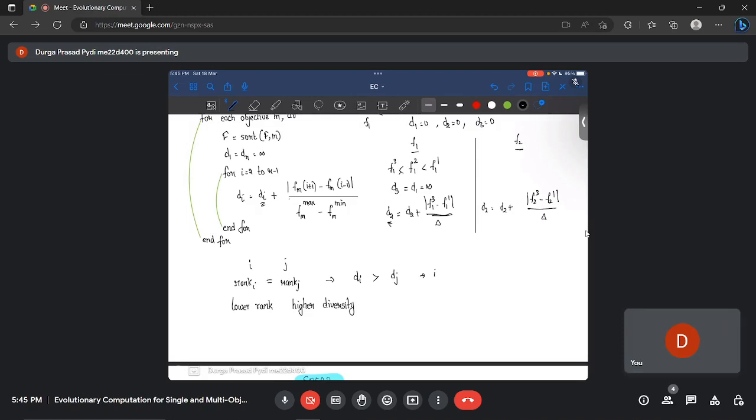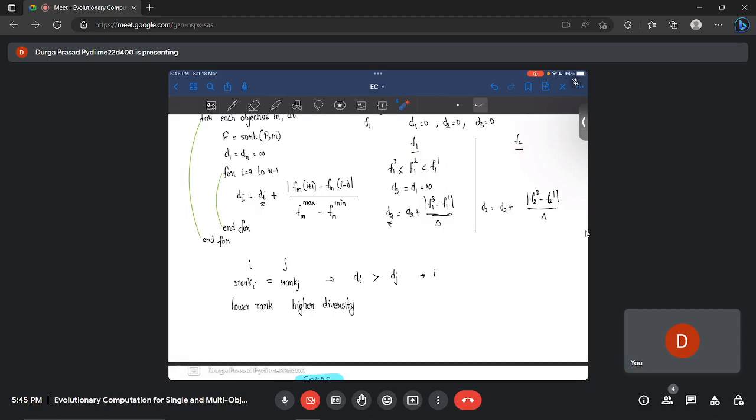Another thing: first we calculate the d value with respect to f1, and then while calculating with respect to f2, the d value corresponding to f1 will be added. F1 is basically your objective function, not the front one. We are taking with respect to f1 and f2, your objective functions. Can we take the reverse one? Then still it will give the same result.